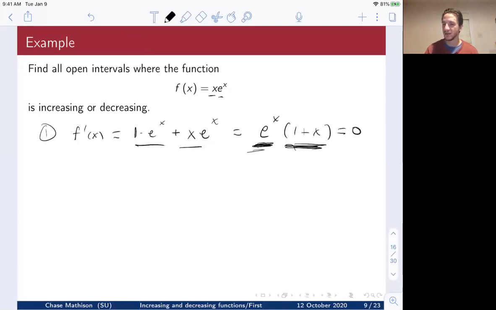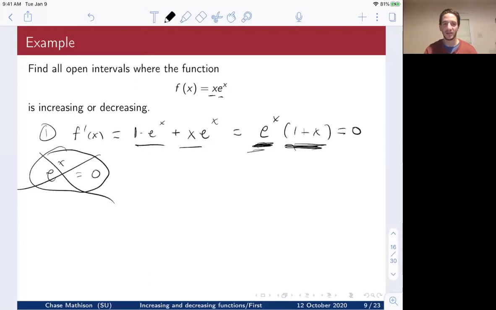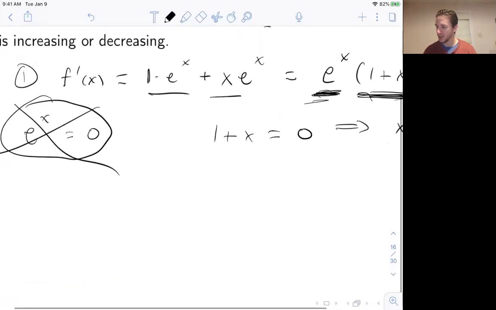Is e to the x ever 0? No, it's never ever 0. Don't ever try to solve e to the x equals 0 because it's never 0. And where does 1 plus x equal 0? Yes, exactly. x equals -1. Perfect. So then that gives me my test intervals.